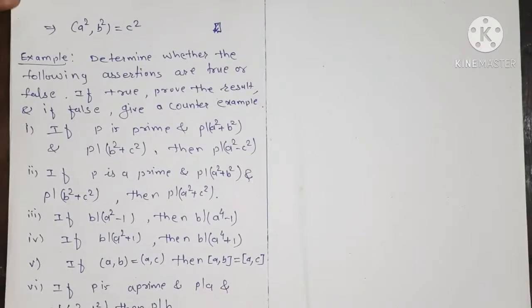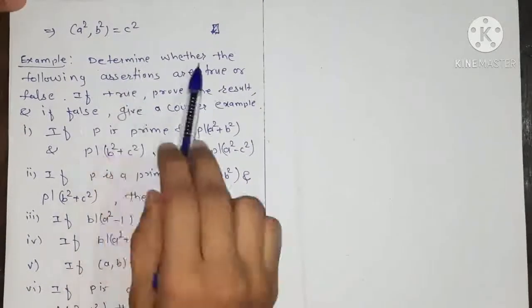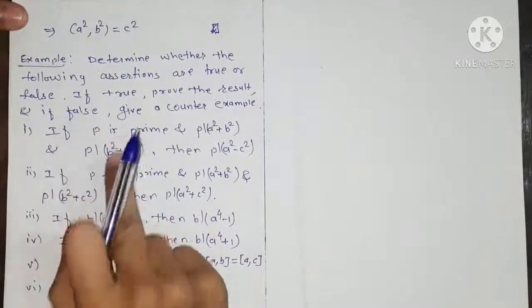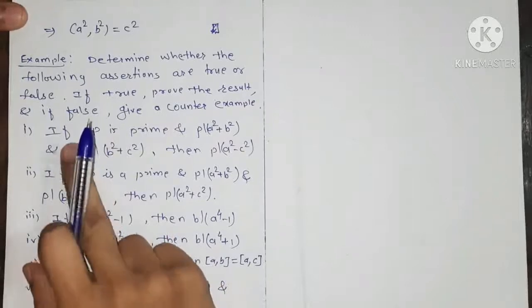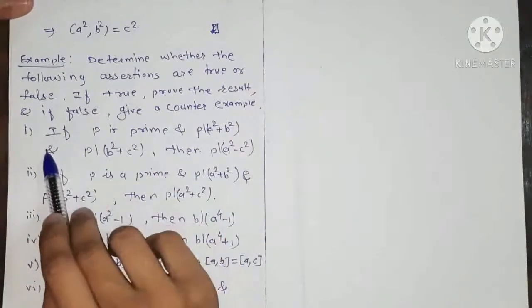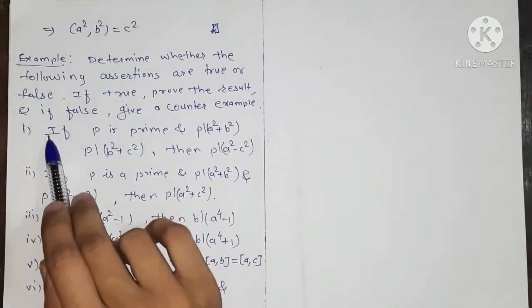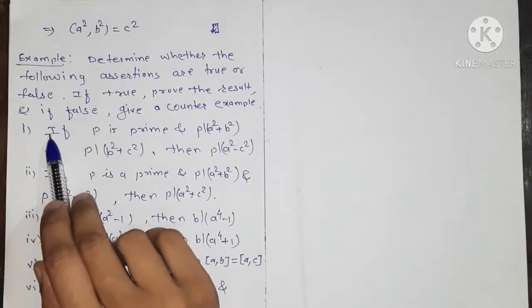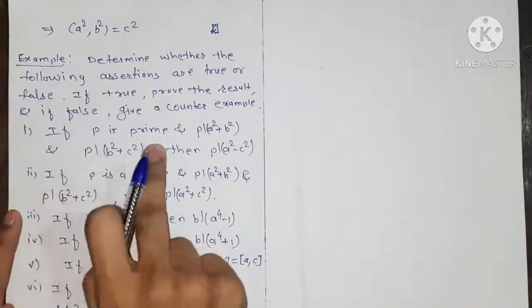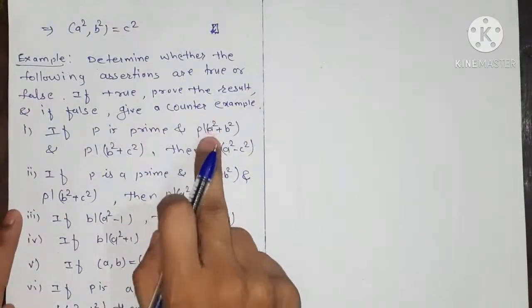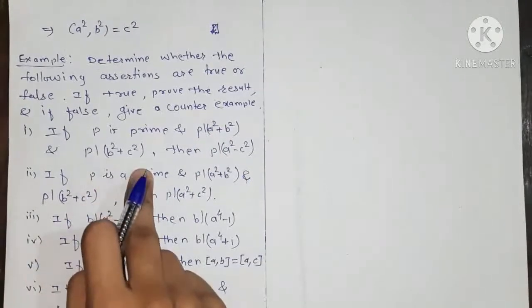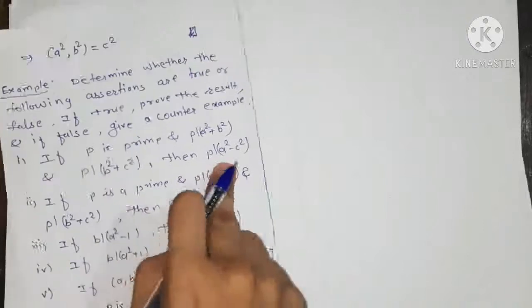Now let's see the example that states: determine whether the following assertions are true or false. That is, here are some assertions, that is statements, given. We have to prove or disprove them by taking an example. That is, we have to prove whether they are true or false. If they are false, then prove by giving some counterexample. Okay, so the first one is: if P is a prime and P divides the sum of squares A square plus B square, and P divides B square plus C square, then P divides A square minus C square.